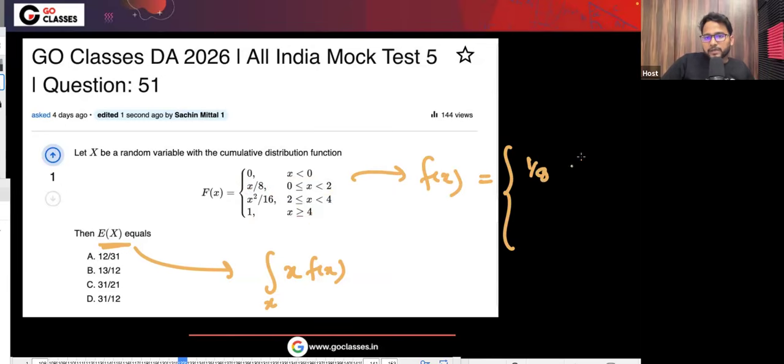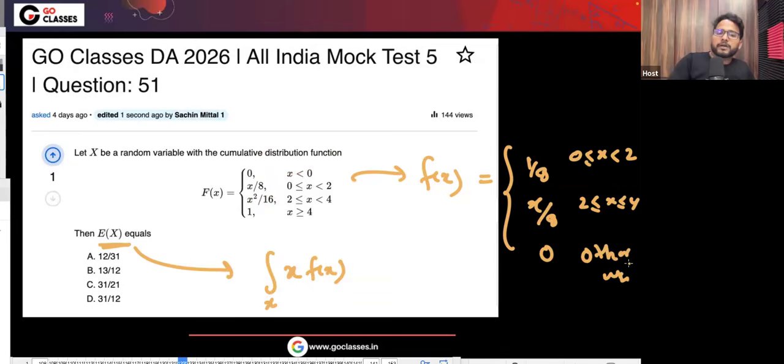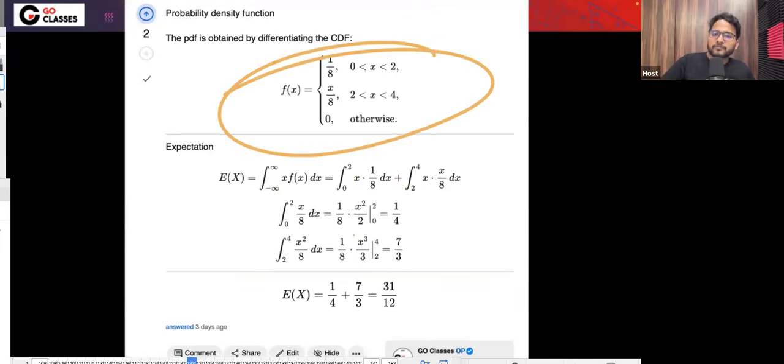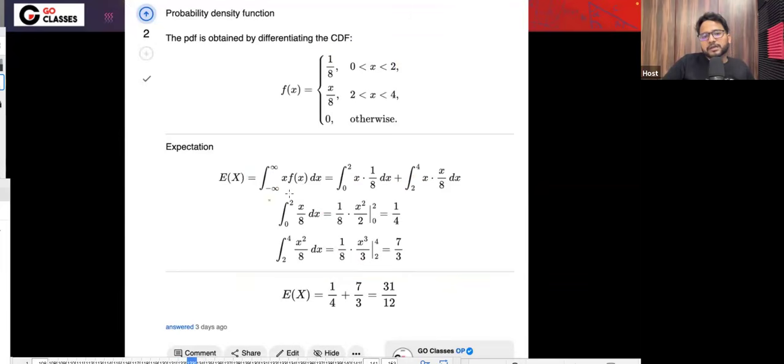So there is 1 by 8 if X is between 0 to 2. It will be x by 8 if X is between 2 to 4. Otherwise, if you differentiate, this will be 0 and this is also 0. So X less than 0 or greater than 4, it is 0. You will be getting fx something like this, right? Then you need to just integrate this, and then the limits will be 0 to 2, it will be 1 by 8, and then 2 to 4, it will be x by 8.